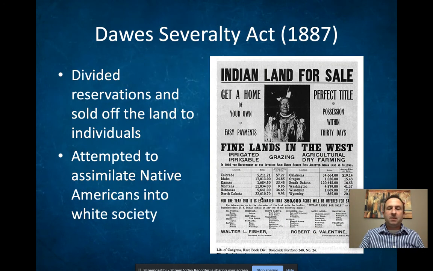Now, after this, the U.S. government tries, maybe we should try a different tactic, at least elsewhere. So they're going to pull back from the Black Hills for a little bit. Don't worry, we'll come back there in a minute. But down south, they try a different tactic rather than just all-out war. So in 1887, they try a different tactic. This time, it became known as land redistribution.